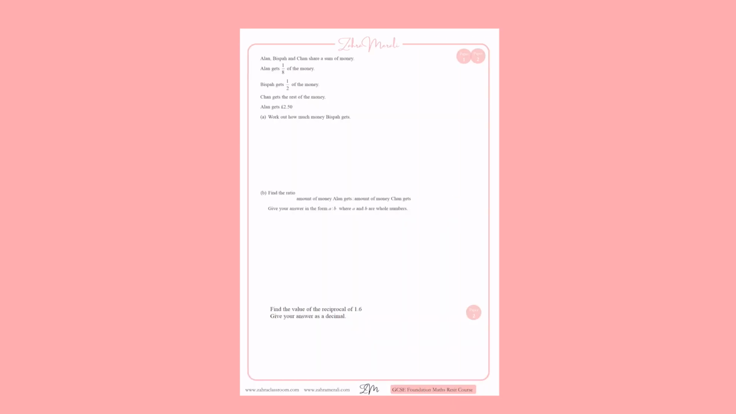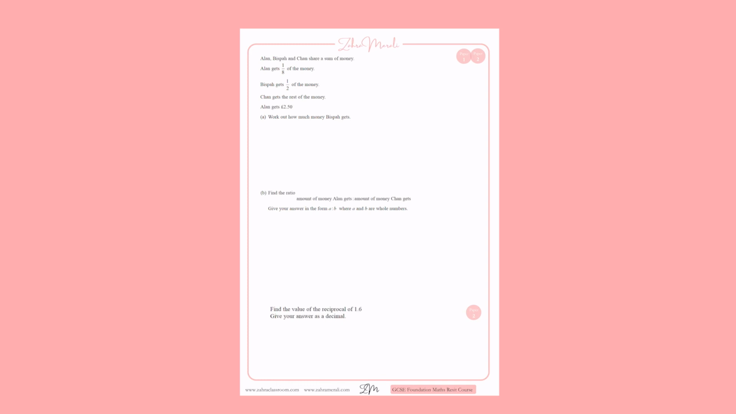Right, next question. We've got Alan, Bispa and Chan share a sum of money. Alan gets 1/8 of the money. Bispa gets a half of the money. Chan gets the rest of the money. And Alan gets £2.50. Work out how much Bispa gets.